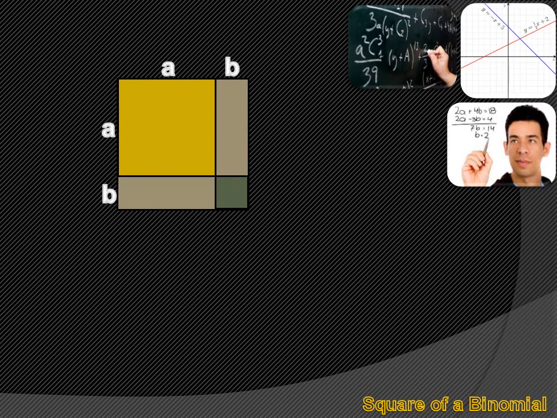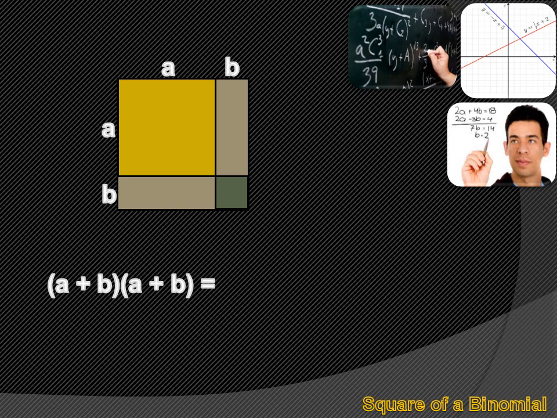We'll start with the square of a binomial, and I've drawn a square on the screen here. This is a square where each of the sides is a plus b in length. So the area of this square would be a plus b times a plus b. That's also a plus b squared, which is the square of a binomial. But we'll leave it a plus b times a plus b. So if I were to multiply a plus b times a plus b, I'd know the area of this square.